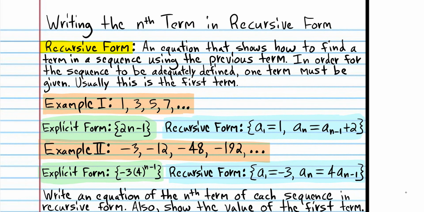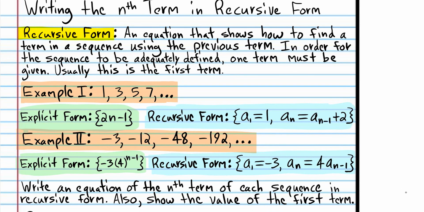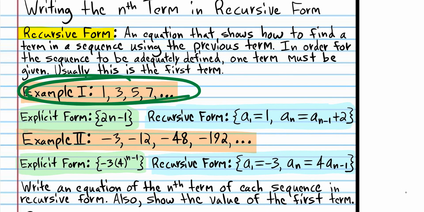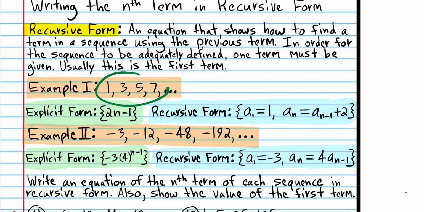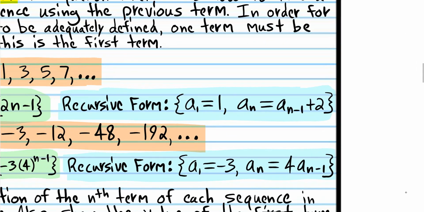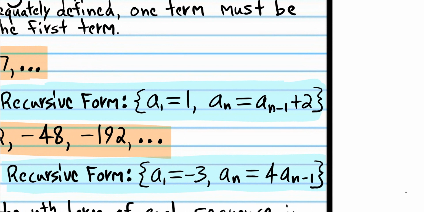So for example, if we want to describe this sequence here, we can use explicit form, and the reason we call it explicit form is it shows us very plainly how to find each term. This is the form that we've been using in previous problems, but we can also use recursive form. And notice that we have an arithmetic sequence here. We're adding 2 to get to the next terms. So recursive form tells us if we want to find a term in the sequence, we take the previous term and add 2.